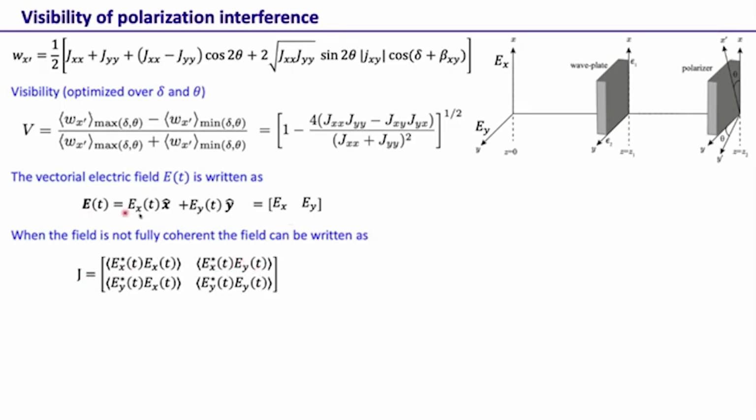So if the field is perfectly coherent, we can just write it as Ex, Ey. But if the field is not fully coherent, then we have to write it in this manner. What we are writing here is the correlation of the field with itself, Ex star Ex, and the correlation of the field with itself in the other direction, Ey star Ey. That's like the intensity or spectral density in the x direction and in the y direction, and these cross terms are Ex star Ey, Ey star Ex.